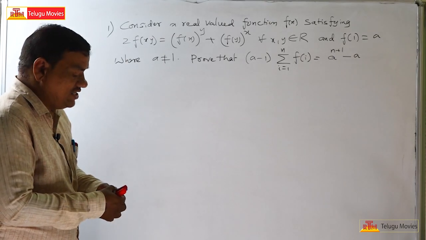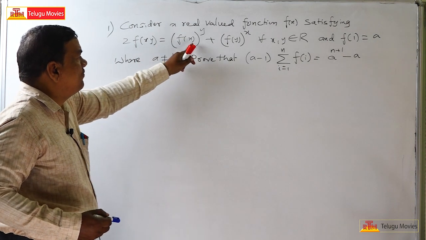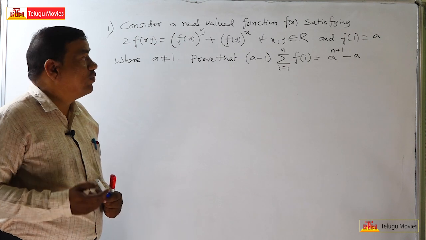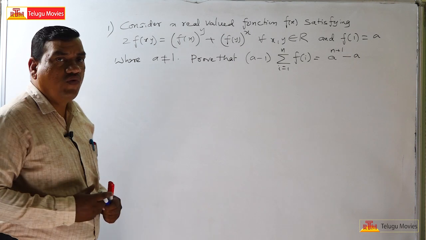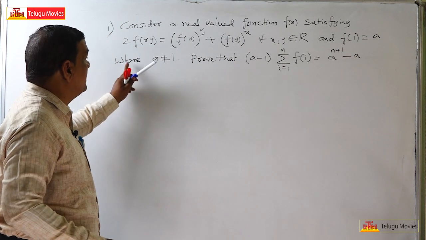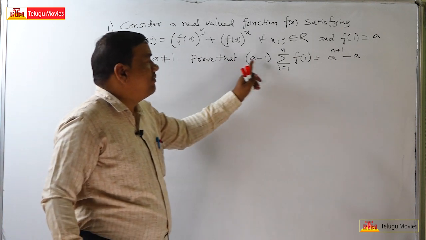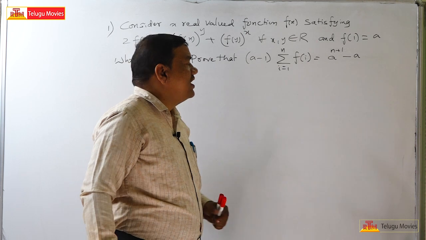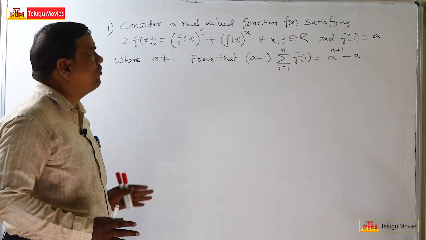And one relation is given: 2 times f of xy is equal to f of x whole to the power of y plus f of y whole to the power of x, for all x comma y belongs to R, and f of 1 is equal to a, where a is not equal to 1. Then prove that (a minus 1) into sigma f of i, i runs from 1 to n, is equal to a to the power of n plus 1 minus 1. So this is the problem given.